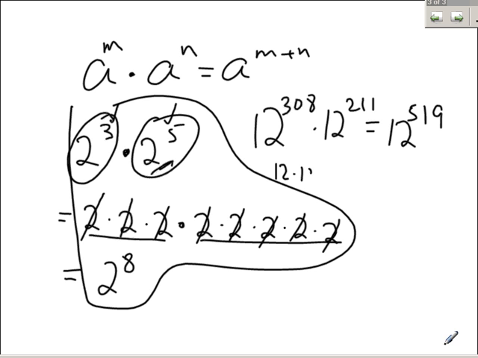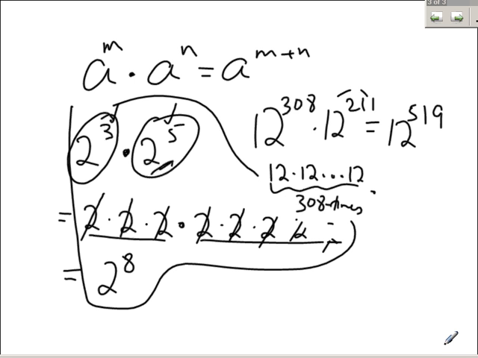Picture 12 times 12, 308 times. There are 308 12s I just wrote. Why don't you see them? Because of the dots. That's shorthand notation for writing down 12 308 times. I'm telling you how many times I wrote it down. 12 times 12 times many, many more 12s. How many times? 308 times.